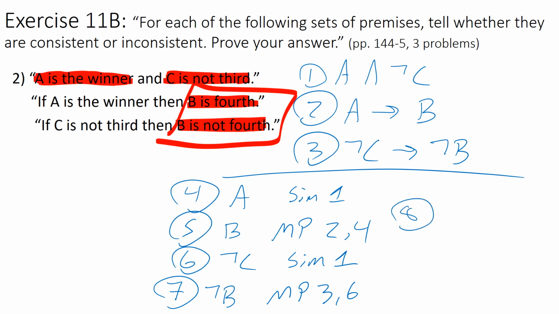And for 8, we can get B and not B with the law of conjunction with sentences 5 and 7. Here we have our contradiction. And so the premises are indeed inconsistent with each other.